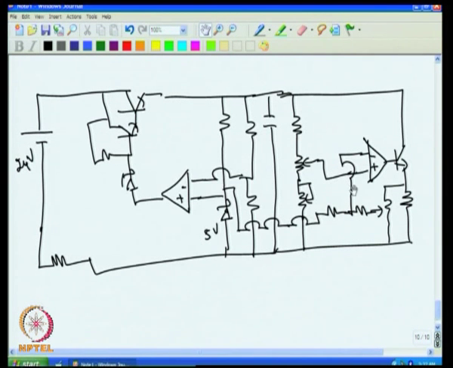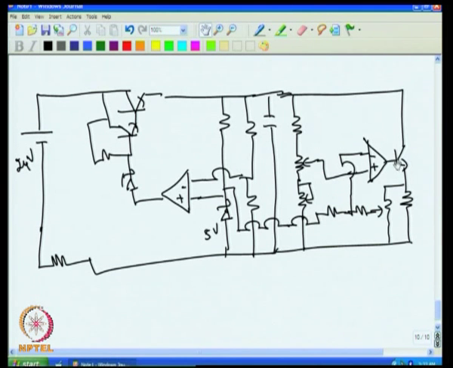If this voltage increases, this also will follow it, that is, the minus input will follow the plus input by increasing the current through this. Because if the current is not increasing, then this voltage will be less compared to this. Then automatically, since this is high, the output will go high and more current will go. In case the current goes very high, then this voltage will go up. If the inverting input goes higher than the non-inverting input, then the output will come down, and the current also will come down.